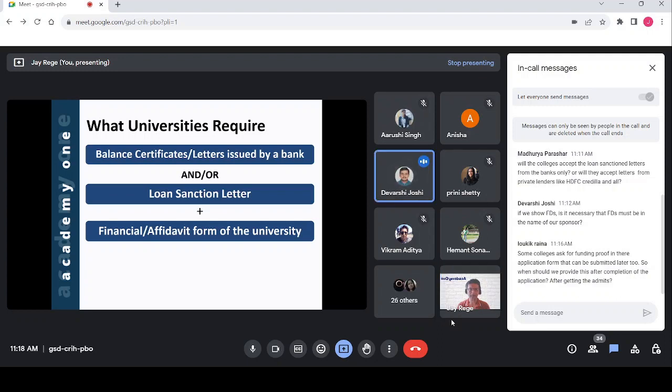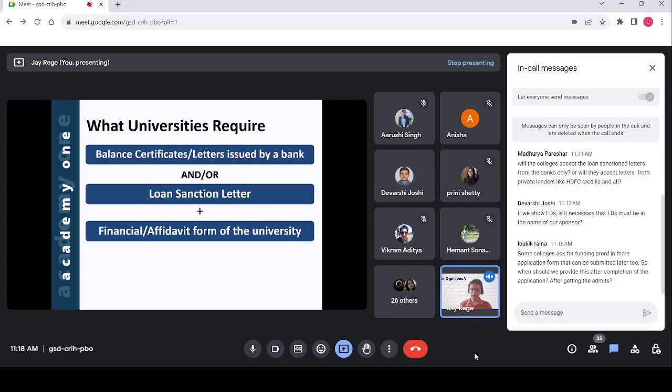So my question was, I have my mother and father both as my sponsors, and my mother has multiple FDs. FDs can be in either name, right? It can be in the mother's name or the father's name. And if both of them have multiple, then also it's fine, right? Both are the sponsors. Yes.